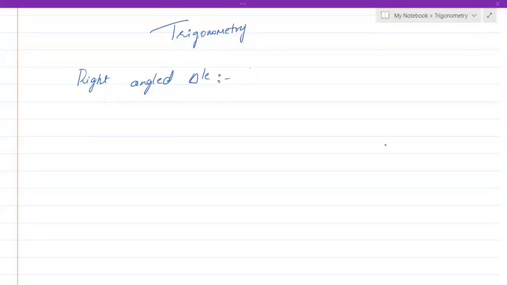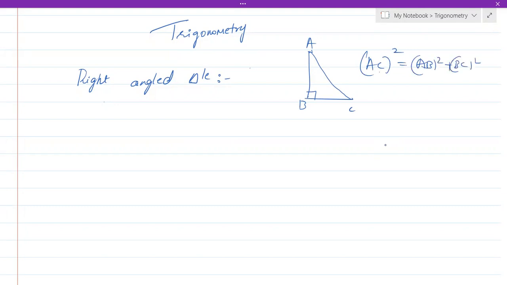Why right angle triangle? Because any triangle can be converted into a right angle triangle by simply drawing an altitude. And another important reason why we consider only the right angle triangle is because this is the only triangle where you can find the relationship between all the three sides. That is the Pythagoras theorem. So you can write AC square as AB square plus BC square. All the three sides are connected in the same formula, isn't it? So that is why we make use of the right angle triangle.